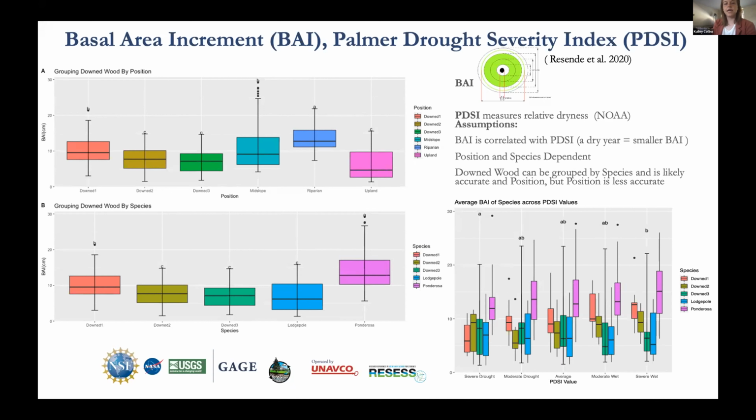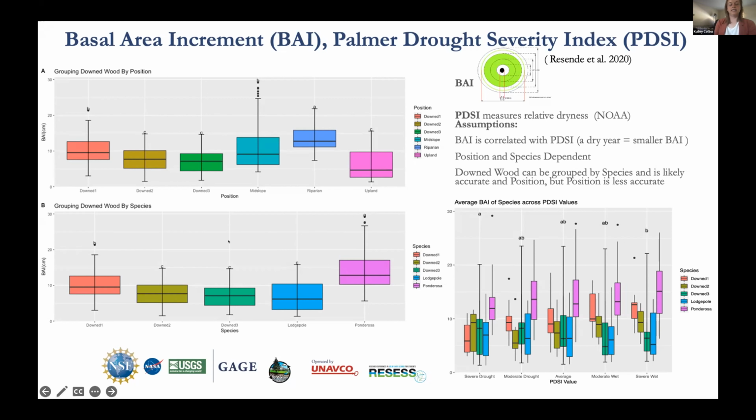So once we saw that we could do that mathematically, we had to ask ourselves, is this accurate? So looking at position, the position is likely not as accurate because most of the groupings, such as downed wood 2 and downed wood 3, group with the upland position, which is unlikely on the slope due to the size of the catchment of Gordon Gulch. The wood likely did not travel from upslope to the riparian. So that meant that position by using BAI was not accurate.